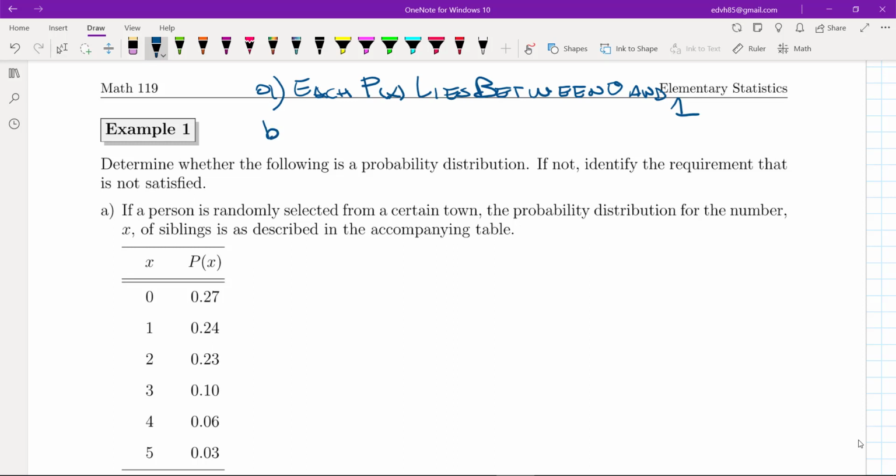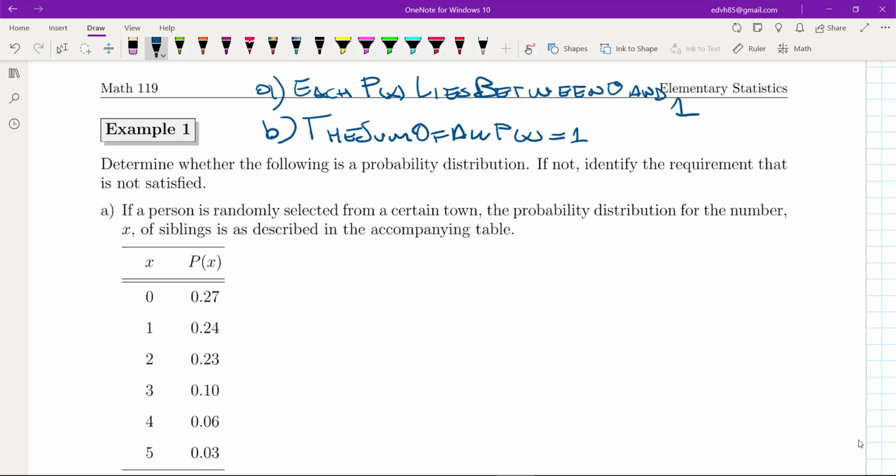And number two, or letter B, the sum of all probabilities equals 1. Okay, if you get something like 1.3, 1.4, no. So that's not a probability distribution.